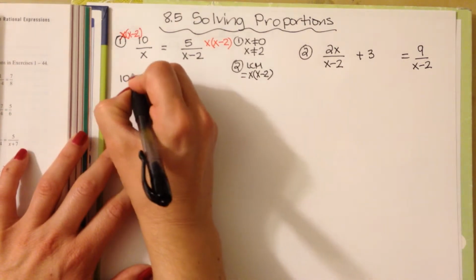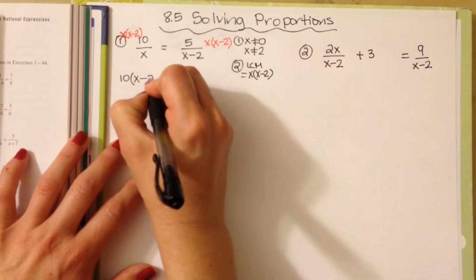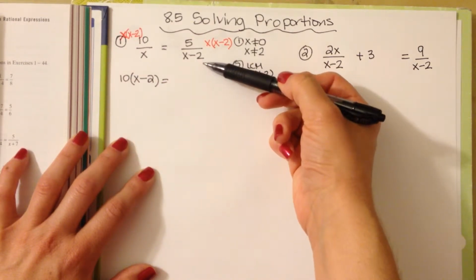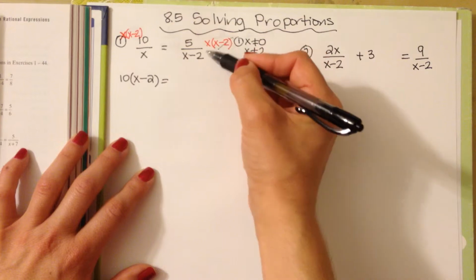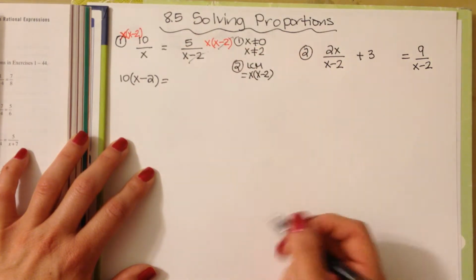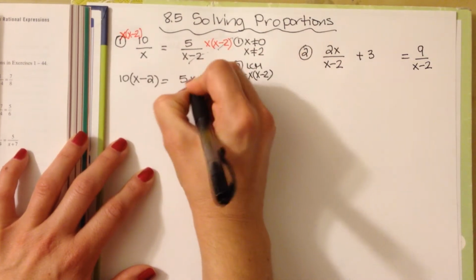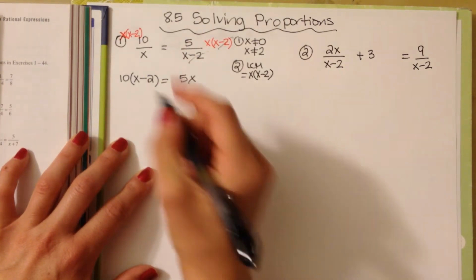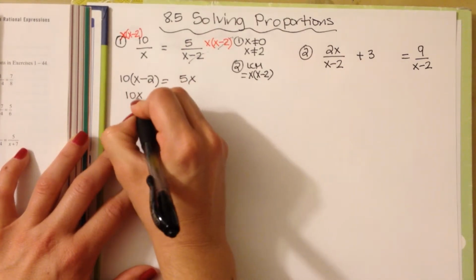And so right here, if you notice, we can reduce x over x, and so we are left with just 10 times x minus 2. And for the other fraction, I can reduce x minus 2, right? And we're just left with 5x. Here's an equation with no fractions. We solve like usual. Distribute.